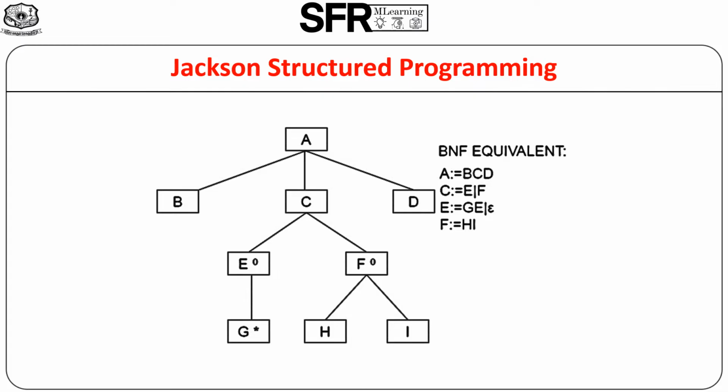In this, the data A consists of B, C, and then D. Likewise, C consists of either E or F, and it includes G in one or more occurrences. Likewise, F contains H followed by I. In this, the circle represents either-or. Asterisk represents one or more occurrences.